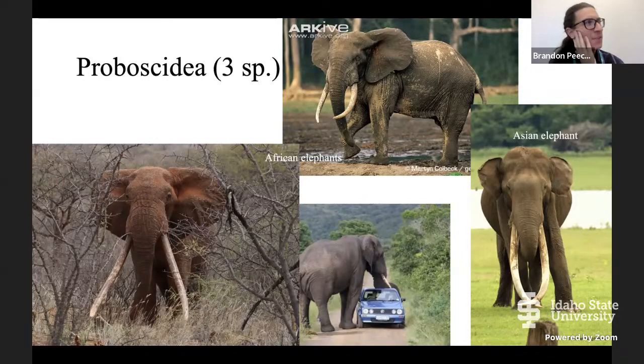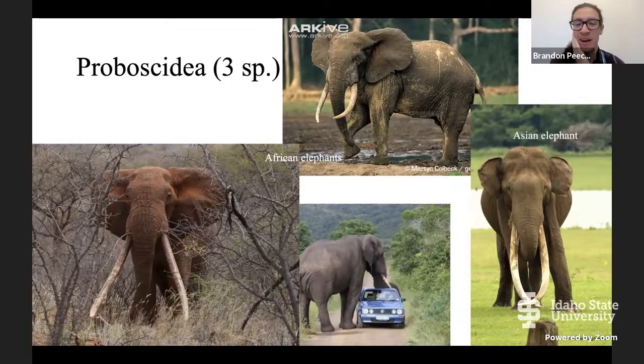Another fun fact is that in the African species, males and females have tusks, and males usually have bigger tusks. But in the Asian species, only the males have tusks. The females are tuskless. And that was true before hunting or anything like that, which is cool.